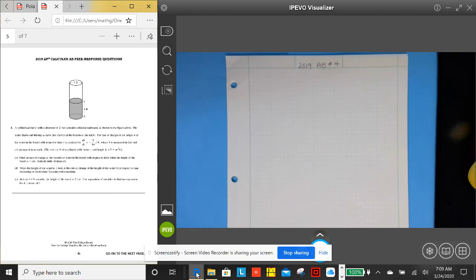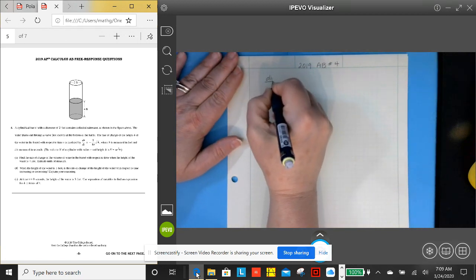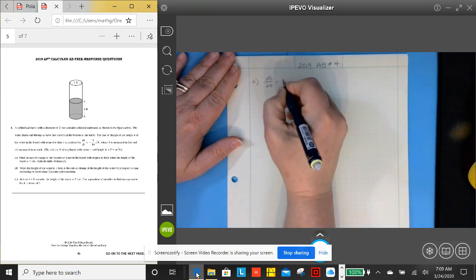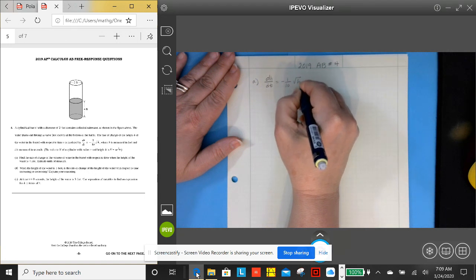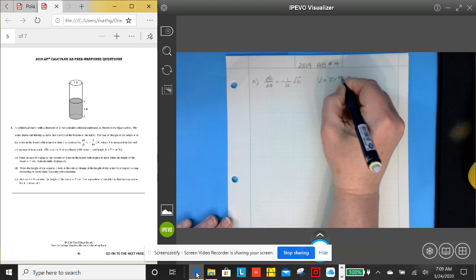So they gave us our Snapchat moment, and they want us to indicate the units of measure when we're done. Okay, so they gave us dh/dt is equal to negative 1/10 square root of h. And we know that the volume of a cylinder is pi r squared h.